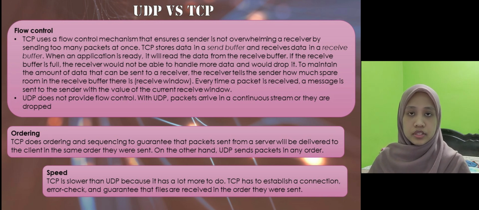Okay, next is ordering. TCP does ordering and sequencing to guarantee that packets sent from a server will be delivered to the client in the same order they were sent. On the other hand, UDP sends packets in any order. So next is speed. TCP is slower than UDP because it has a lot more to do. TCP has to establish a connection, error check, and guarantee that files are received in the order they were sent.